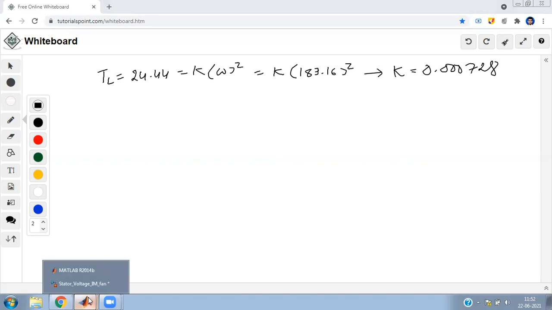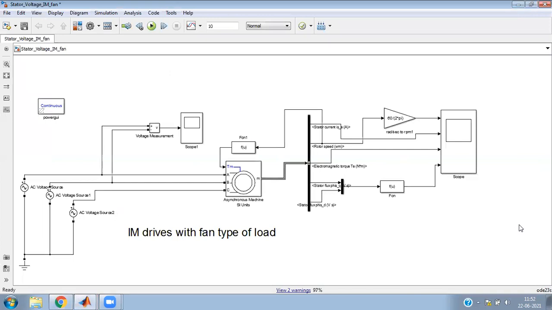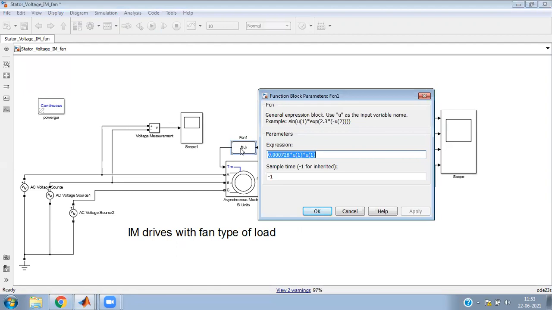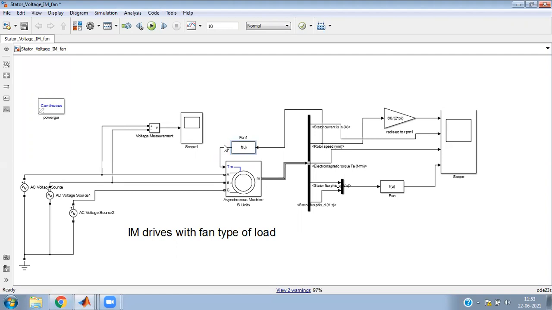Right? Let's go to the model. So this is a simulation model which we had used in our previous video also. The only change is that instead of having constant type of load, I have given a speed multiplied with k. This is nothing but k into omega square. U1 is a signal which is fed back to this block, which is omega over here. So omega square into k is the output of this block, which is given to this input, which is nothing but the load torque.